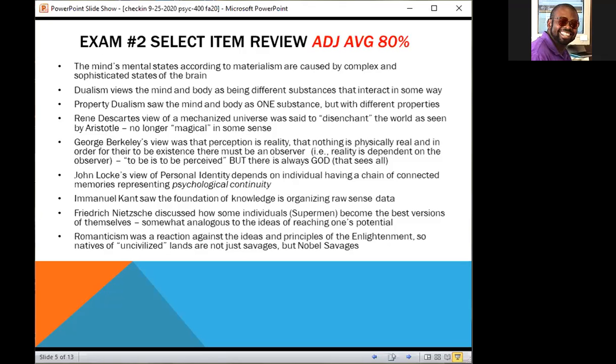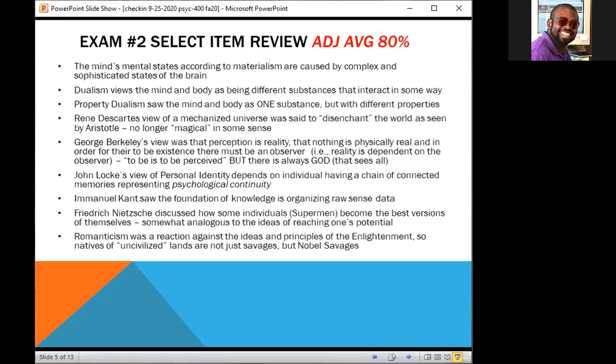And the last two items dealt with Friedrich Nietzsche, who discussed how some individuals, such as the Superman, become the best version of themselves. This was somewhat roughly analogous to the idea of reaching one's potential, and we've seen this in several ways. I'm sure as you've gone through your psychology classes, one that comes to mind would be self-actualization from Maslow's hierarchy of needs, where you become the best version of yourself. And then finally, it was about romanticism.